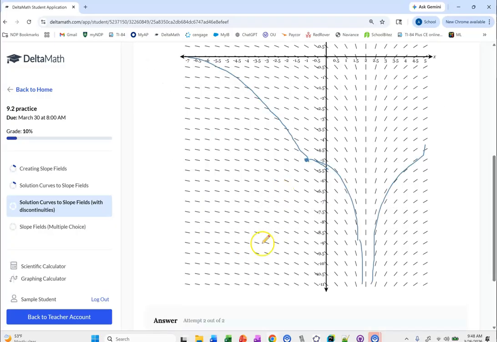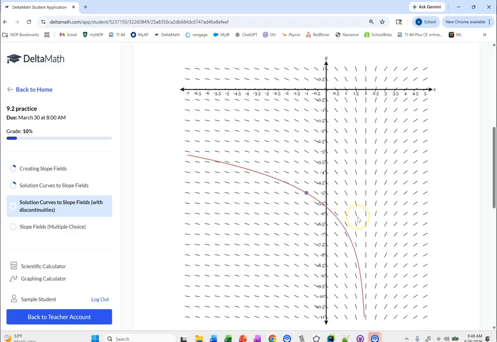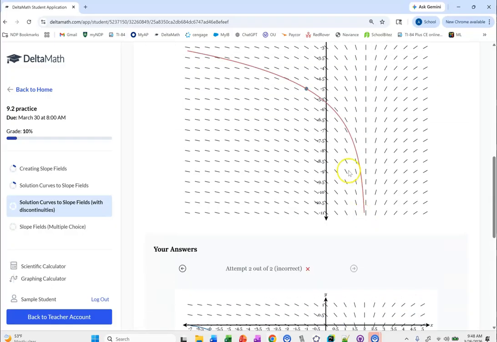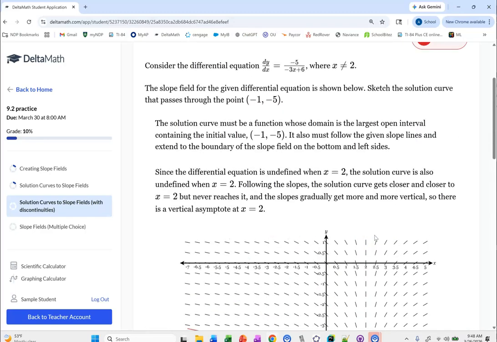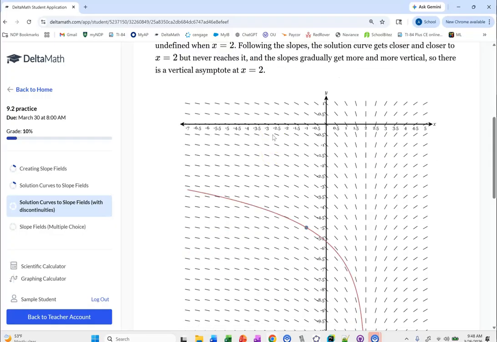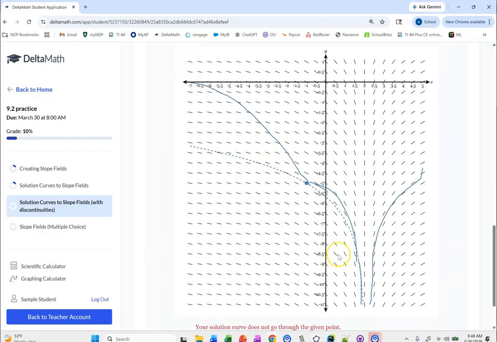Try that and see if it takes it. Nope, didn't. It didn't want anything past that, huh? So do you just go to the end of the graph? Yeah, I guess. Okay. So if there's a vertical asymptote, you're not going to put anything on the other side of the vertical asymptote, I guess is the takeaway here.